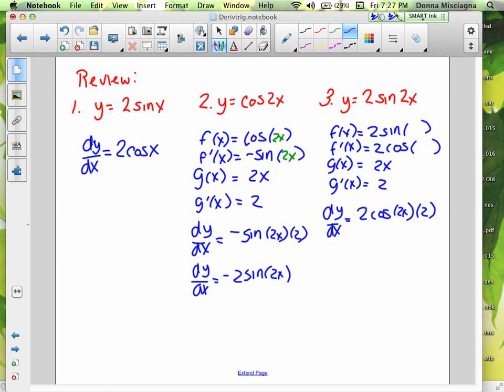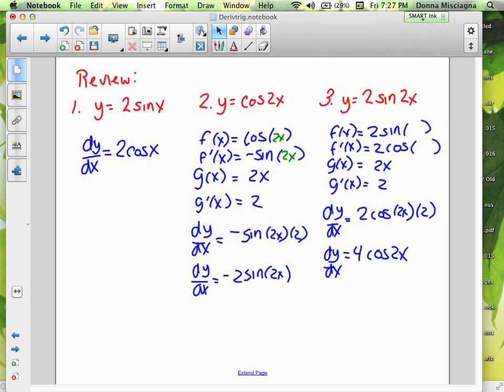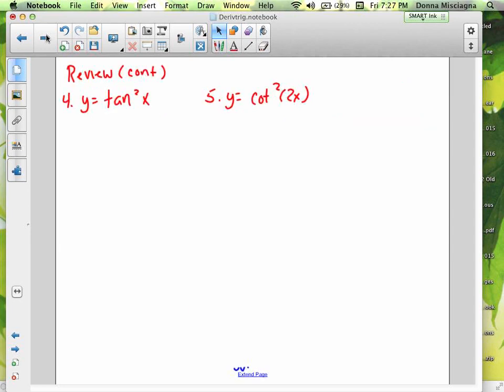And now we can just multiply the two 2's there together and call it 4 cosine 2x. And that's our derivative. So easy cheesy lemon peasy on the first set here. This next one, and it's not harder, I don't think.